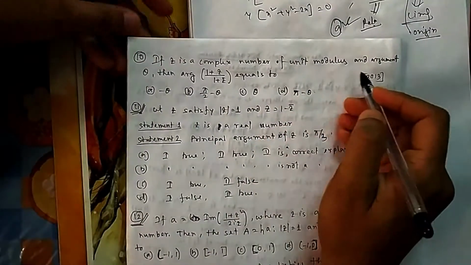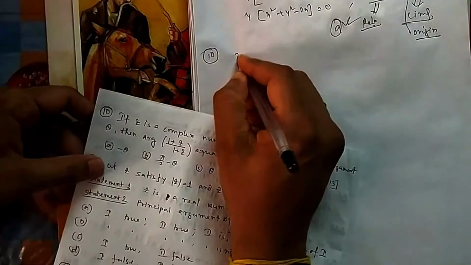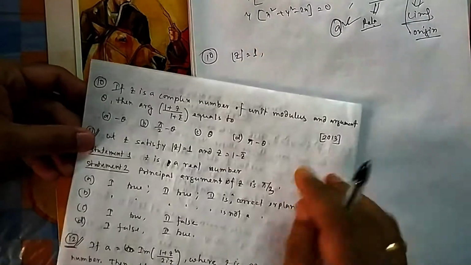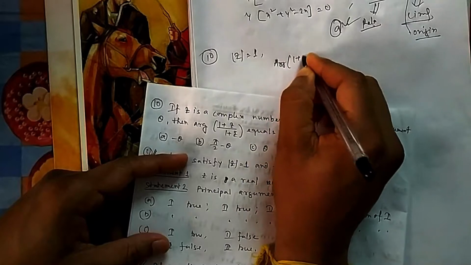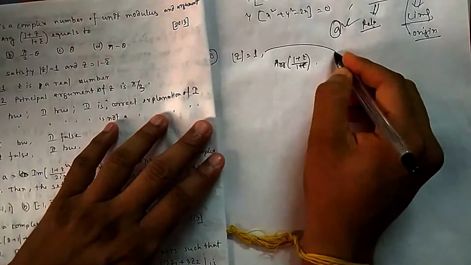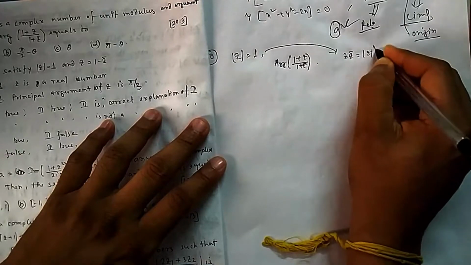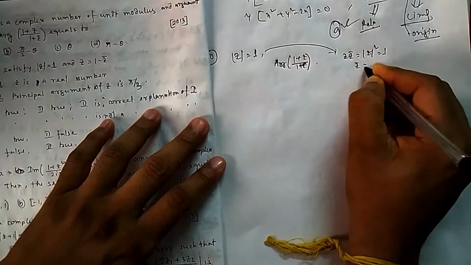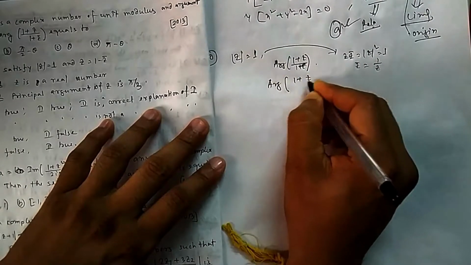Now if you come to 10, Z is a complex number of unit modulus and argument theta, then this one represents... Okay, unit modulus, that means mod Z is equal to 1, given. Then argument theta is equal to the argument of (1 plus Z) by (1 plus Z bar). So if this is equal to 1, then you know Z and Z bar, there is a property: Z into Z bar is mod Z square, which is 1. That means Z bar is nothing but 1 by Z.